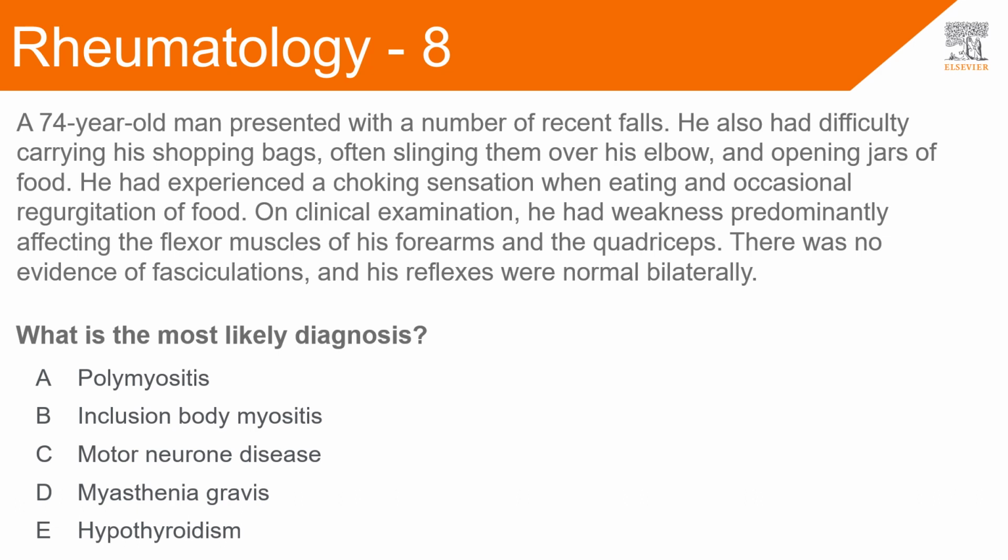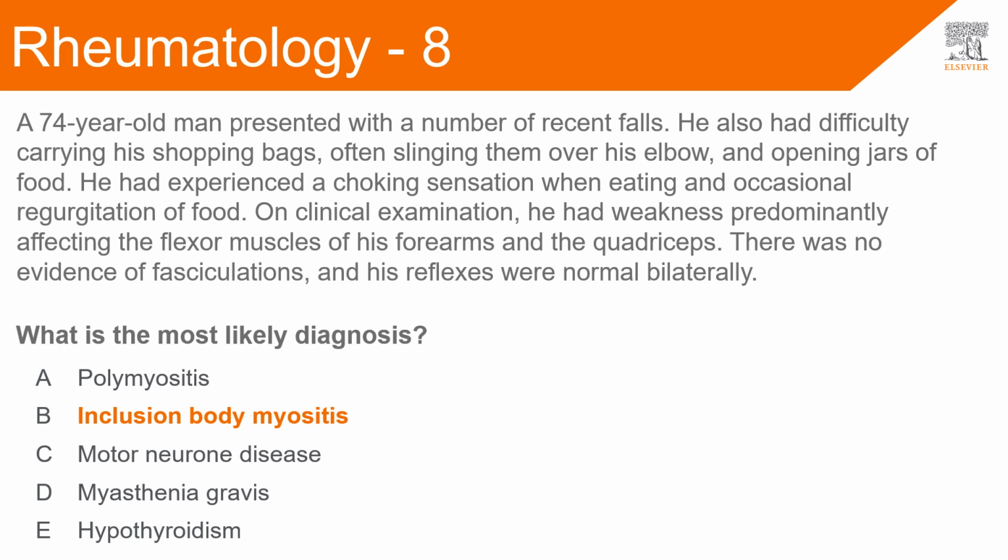We're going to give you 3 more seconds. Have a think, have a consider about this 74-year-old man that's got lots of falls. He's got issues with weakness, swallowing problems, regurgitation, and his main issues are the flexors as well. No fasciculations and normal reflexes. Have a think about this particular patient.